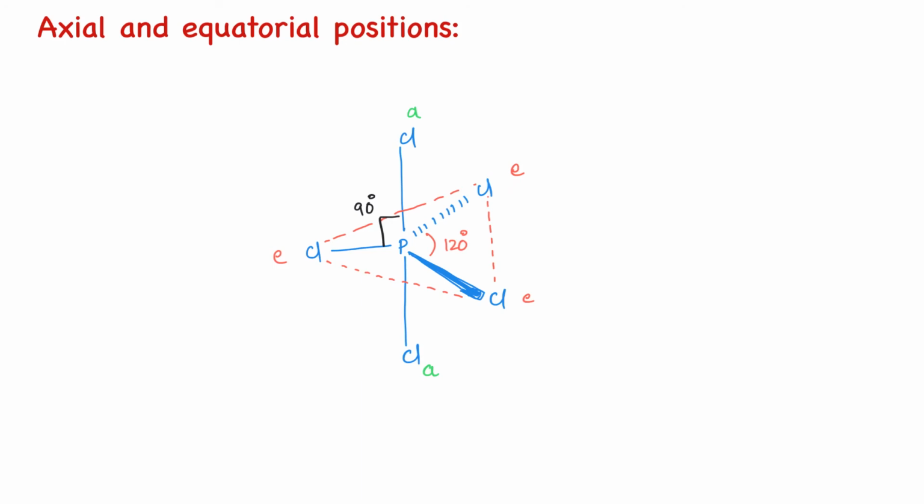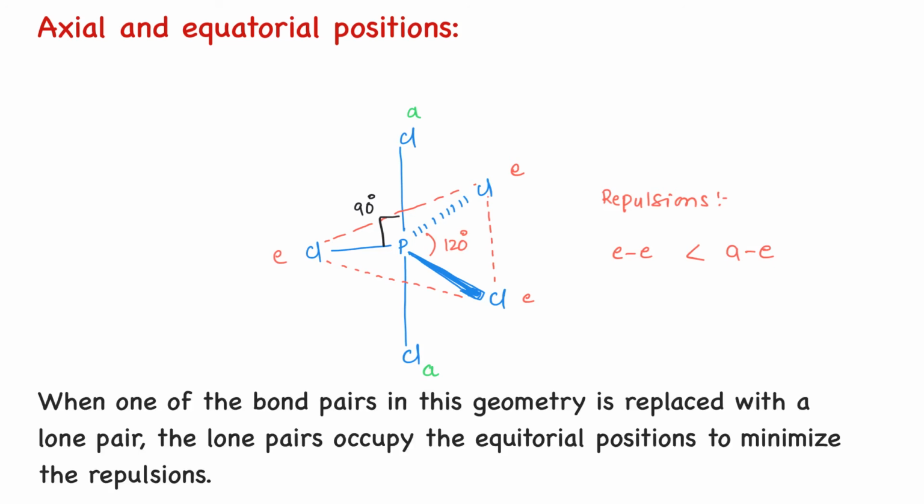Therefore, the repulsion between two equatorial positions is weaker than the repulsion between an axial position and an equatorial position. When one of the bond pairs in this geometry is replaced with a lone pair, the lone pair is placed in the equatorial position to minimize the repulsion. Let us now look at those examples.